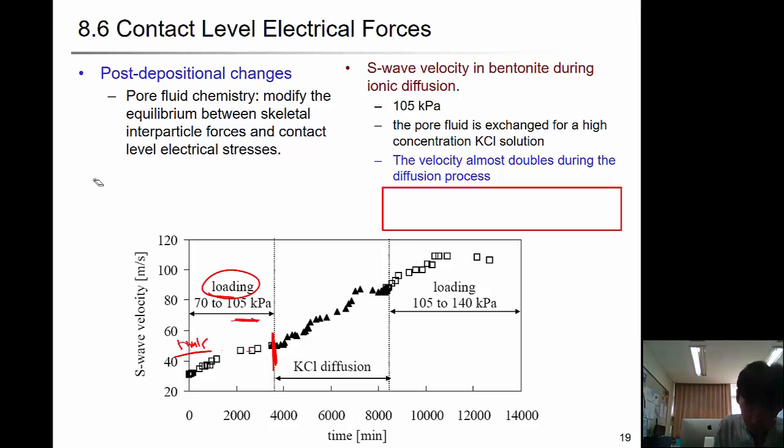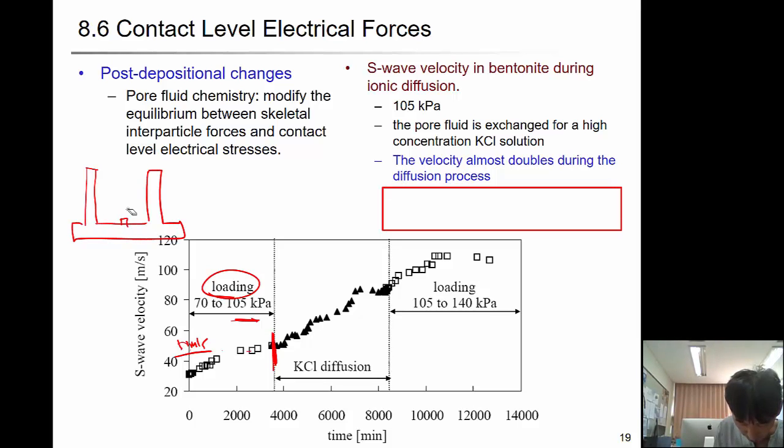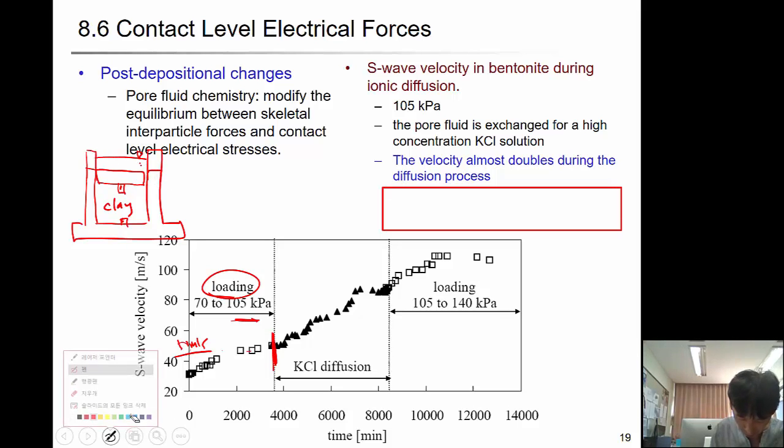And what we did is that you have the bender element at the top and bottom, and this is the clay, right? The water there. What you can do is you can add some salt.